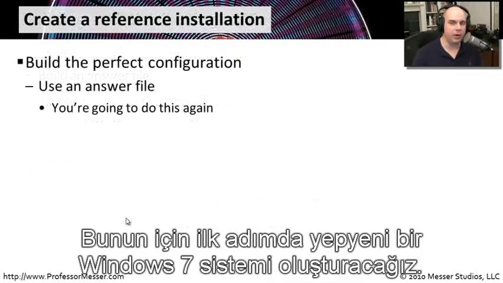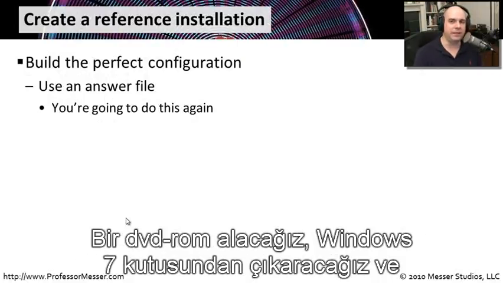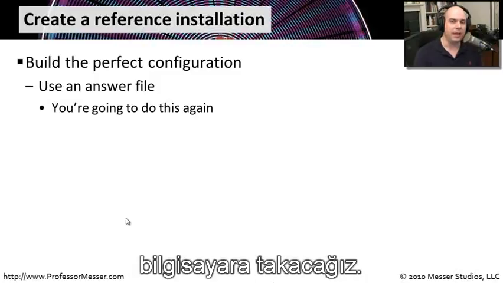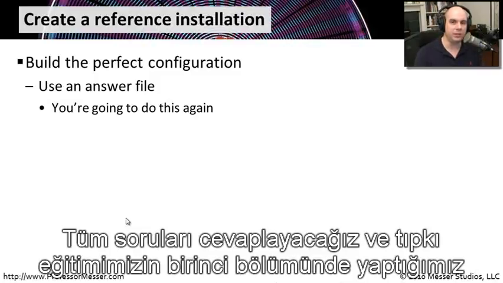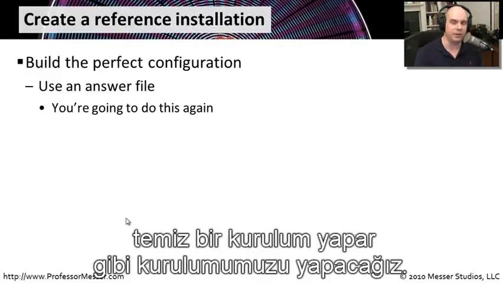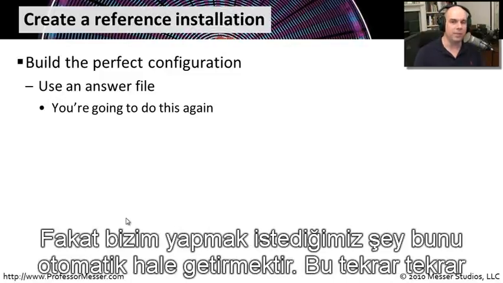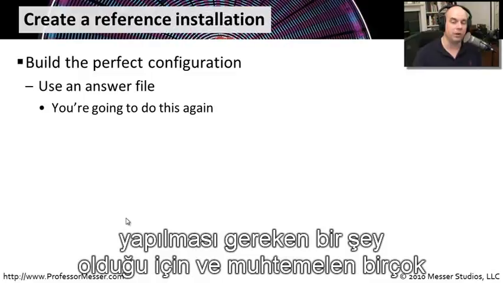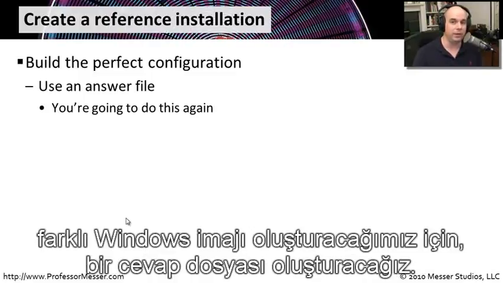In this first step, where we're going to build a brand new Windows 7 system, we could certainly grab a DVD-ROM right out of the Windows 7 package, slide it into a computer, answer all the questions, and do our installation just like we did in the first part of our training video series where we installed it on a clean install. But what we want to do is automate this. This needs to be something that can be done over and over and over again. And you probably will be creating many, many different Windows images.